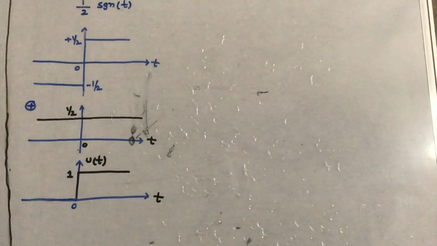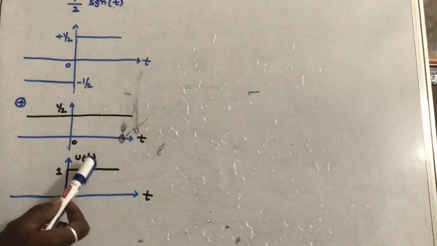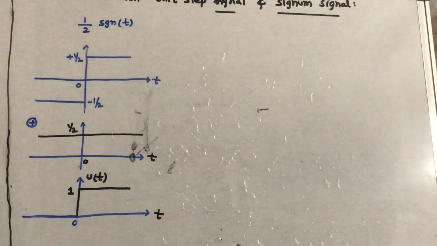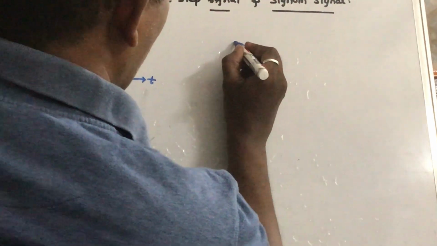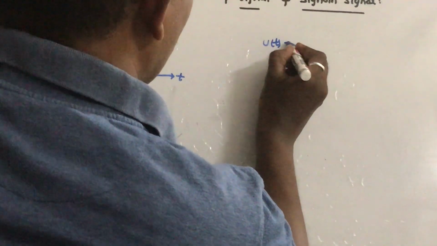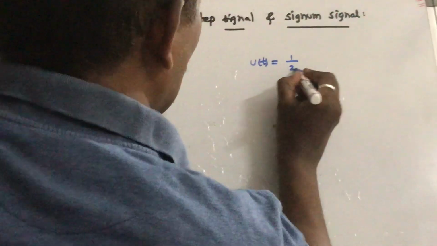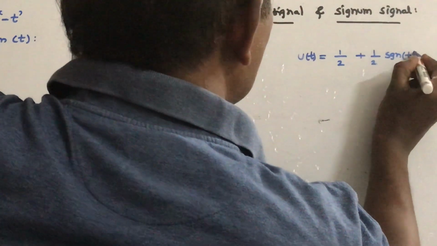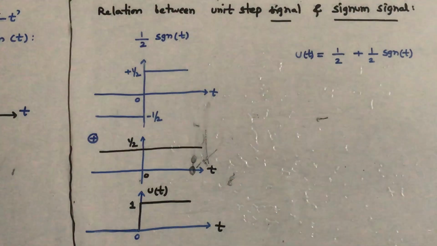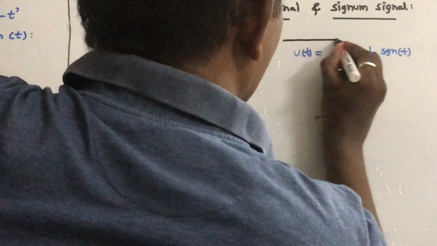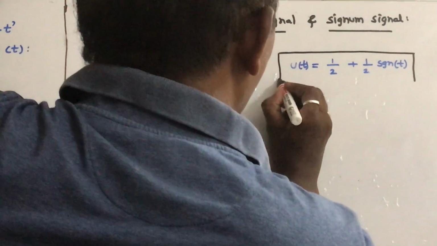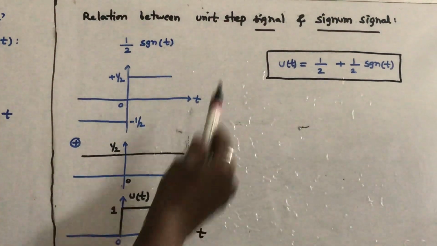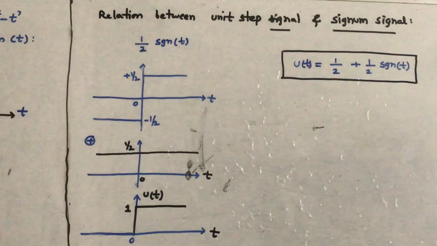So from this you can conclude that u of t is nothing but half signum of t plus 1 by 2. From both the diagrams, u of t is 1 by 2 plus half signum of t. If you add these two, you will get u of t. This is the relation you have to derive in the examination. Very, very important short answer question: derive the relationship between unit step signal and signum signal.